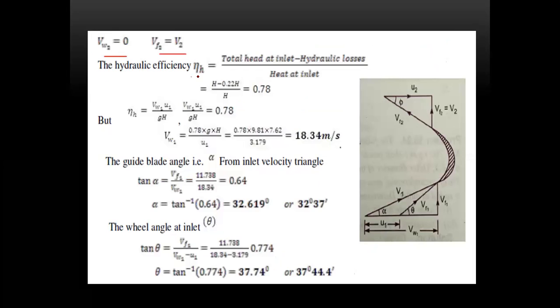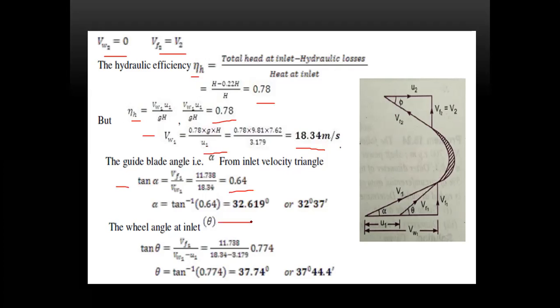The hydraulic efficiency is equals to H minus 0.22 by H, which is equals to 0.78. It is given in our question. Now, substituting this value and cross-multiplying, we are getting Vw1 is equal to 18.34. For every figure, for every question, draw the figure as per the requirement. Now, what is the thing to find? The alpha, the blade angle and the inlet velocity. Therefore, tan alpha is equals to Vf1 by Vw1, that is equal to 0.64. Therefore, alpha is equals to 32 degrees 37 minutes.